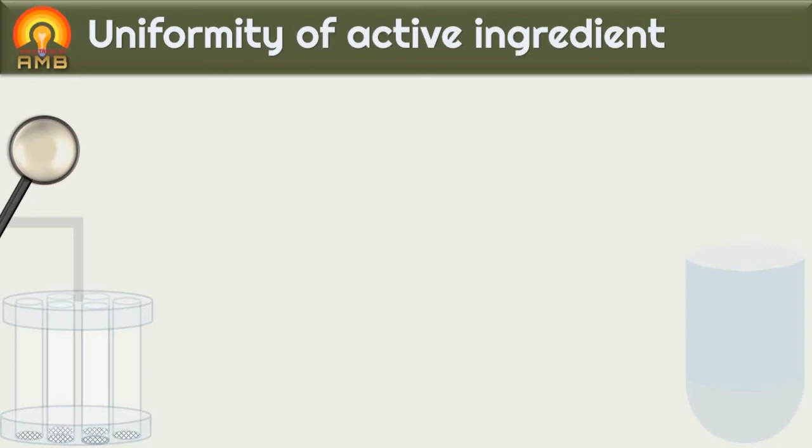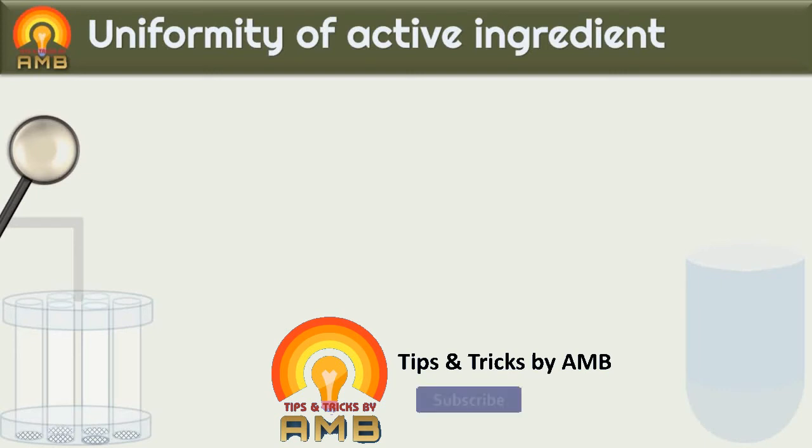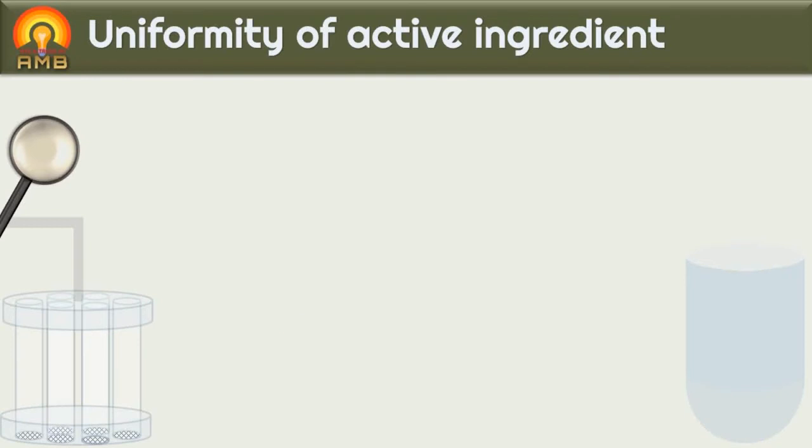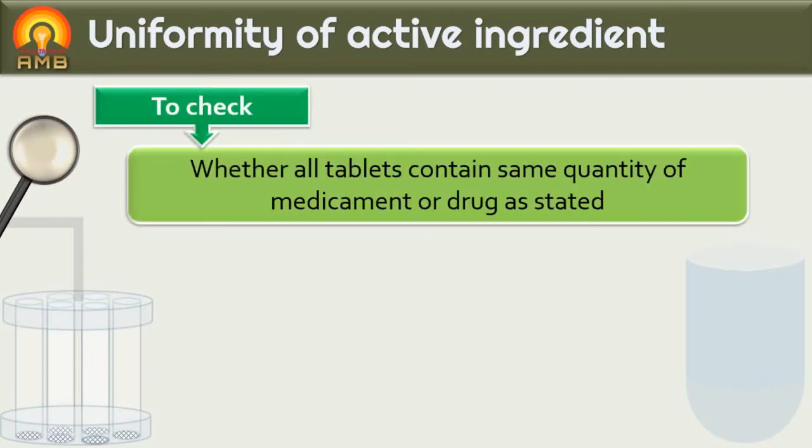The quantity of drug administered plays a very important role in the efficacy of the drug. When a drug is administered repeatedly, it should be administered in the same quantity. Hence, it is necessary to check that each tablet contains the same quantity of drug. Thus, the uniformity of active ingredient test is done to check whether all the tablets contain the same quantity of active ingredient or medicament or drug as stated in the monograph.